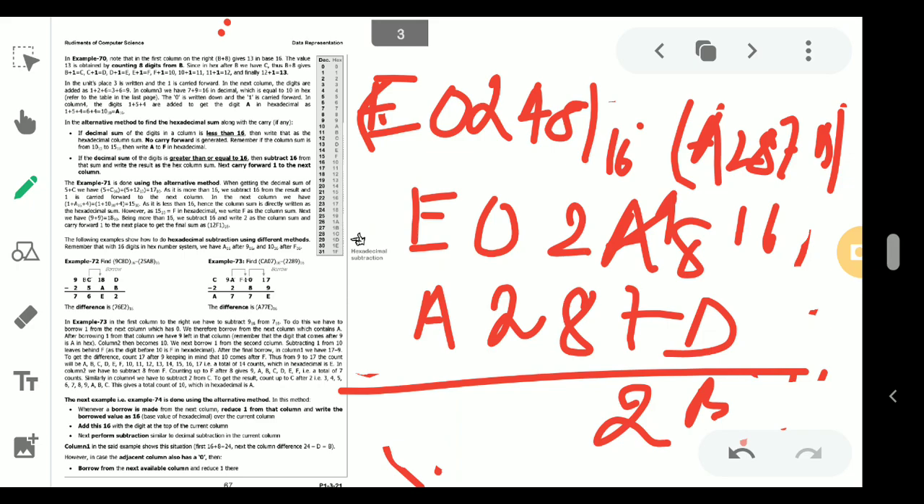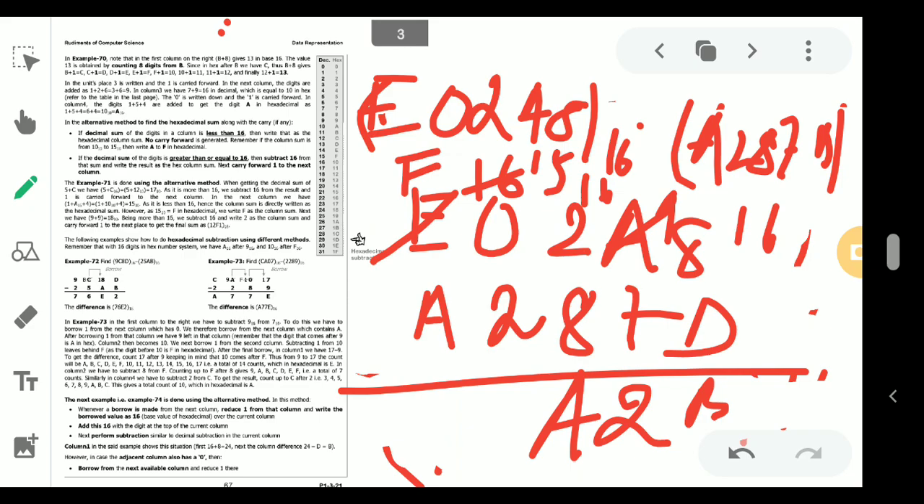Again 2 is there and 8. It is not possible. I have to take a borrow from here, but here 0 is present. So it becomes F, and it becomes 16. From 16 I am subtracting 1, it becomes 15, and here I am giving 16. So it is 16 plus 2, which means 18. 18 minus 8 means 10. 10 means A.